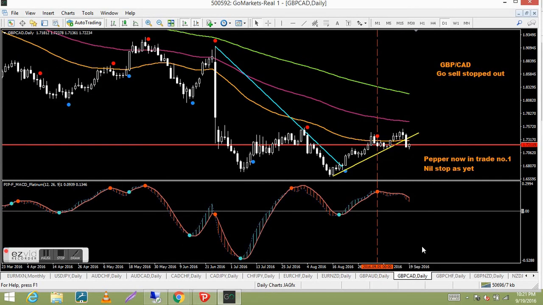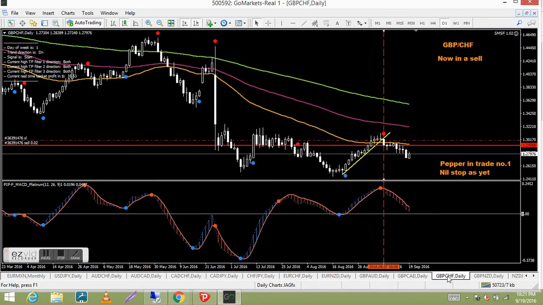And Great British Pound Canadian, same as the previous one, the Pound Aussie. Stopped out on the original trade, come down, broke that trend line, could have picked it up again. Pepper I'm still in, so it's all good.